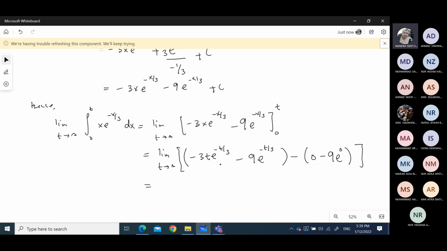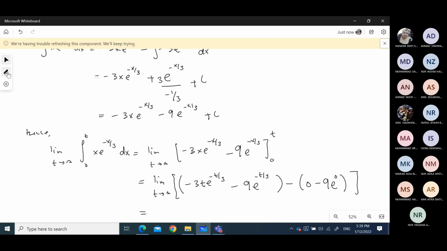Infinity over infinity. Right? Right. So this one you get infinity over infinity, so you need to apply L'Hopital's rule here. This one we get infinity over infinity, so we need to apply L'Hopital's rule.